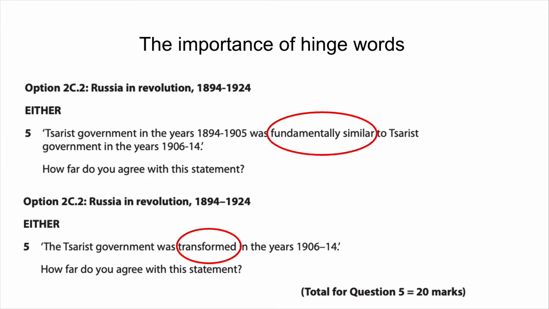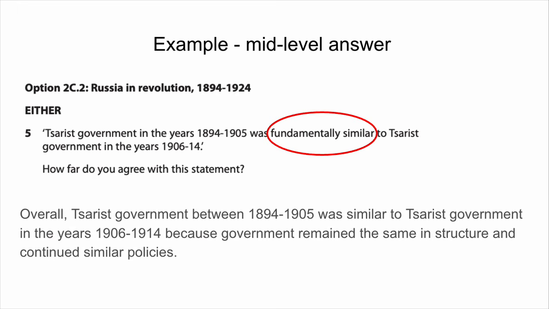Okay, so for the second question there, the idea of transformation, you need to be thinking about, what does transformation mean? How am I going to be assessing whether the Tsarist government was transformed or not? So again, it could be unprecedented, it could be widespread, it could be long term. That could be a way of breaking down that word transformation. So let's get into this in a little bit more detail.